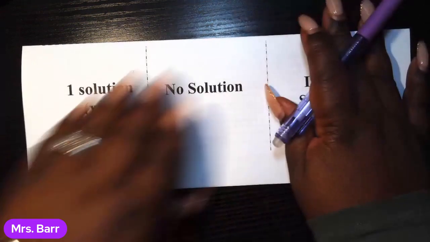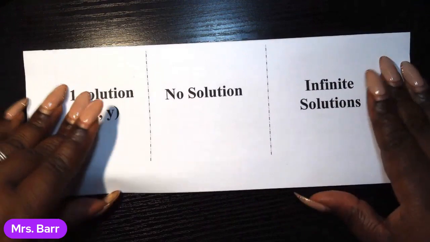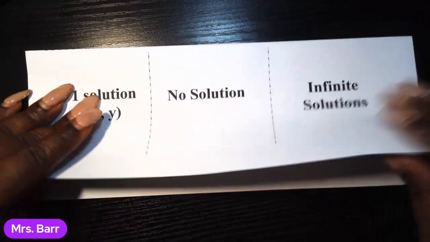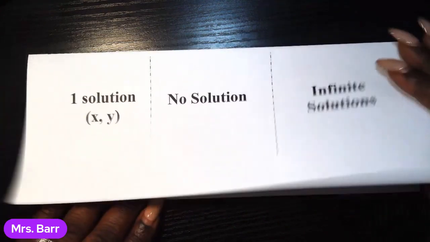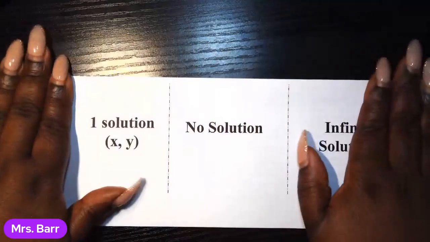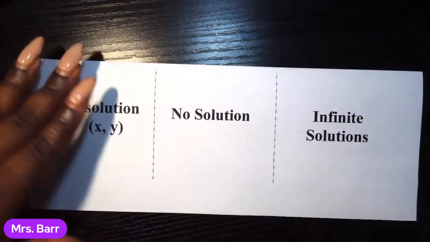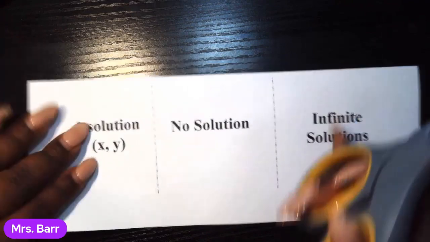So what you all should have in front of you is a foldable. We're just going to make a foldable today and do some vocabulary and quick notes. So you should have a piece of paper. All you're going to do is fold it over as such, and then take some scissors, and we're only going to cut the top half.